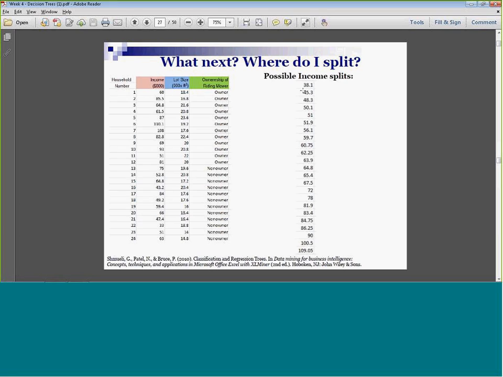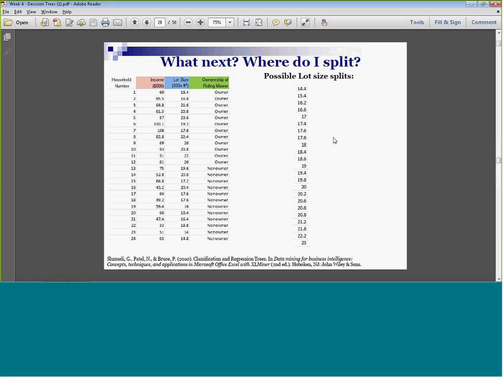So we will consider splitting on a value between these two, between these two, between these two, and so on. So yes, you have to do the calculations, that variance calculation for every one of those possible splits on income.